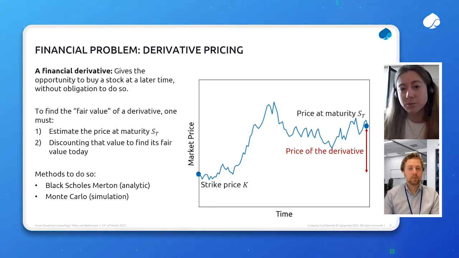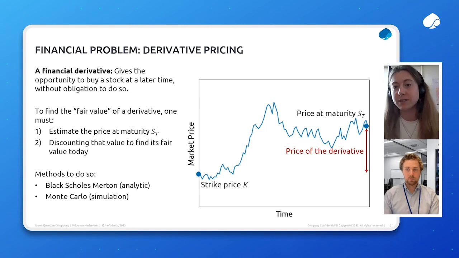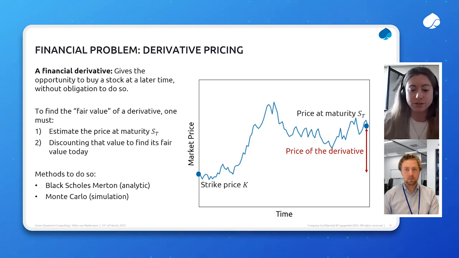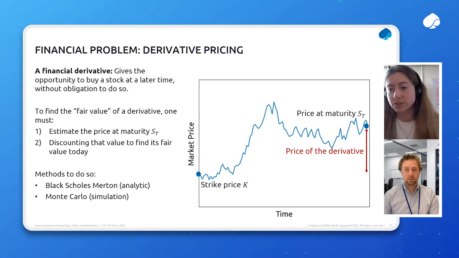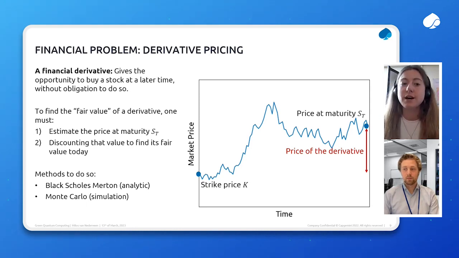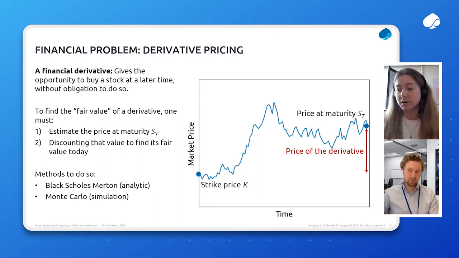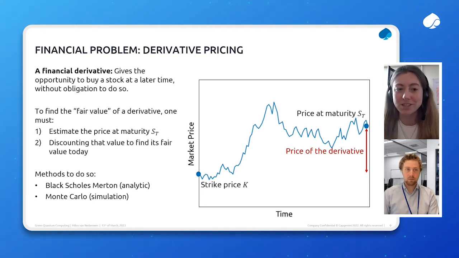This then depends on what we expect the path of the stock to do. So the price of the derivative is determined by the difference between the expected price at maturity and the strike price today. That would be the fair value of the derivative. There are different methods to do so, one of which is the Black-Scholes-Merton equation, which is a relatively simple analytic partial differential equation method. But when the market dynamics become too complicated, it becomes unsolvable with the Black-Scholes-Merton equation.